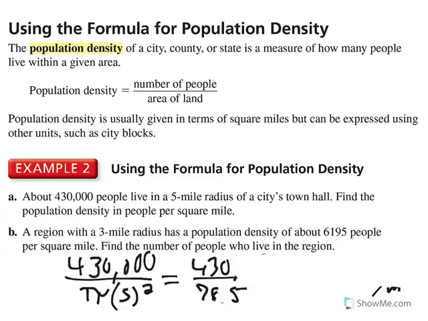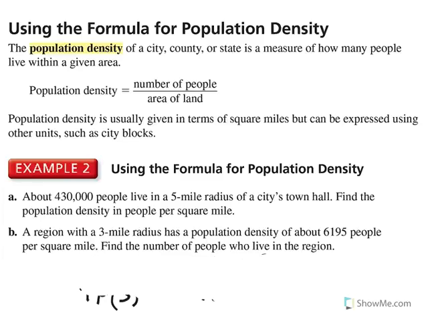Okay, we're going to set it up the same way, but now we're looking for something different. With this one, it tells us the area, or the region, is a 3-mile radius, with a population density of 6,195 people per square mile. So it wants us to find the number of people who live in that region. So we plug it in. We know the population density, which they gave us as 6,195. I'm going to put that on one side. So my 6,195 is equal to the number of people over the area of land.